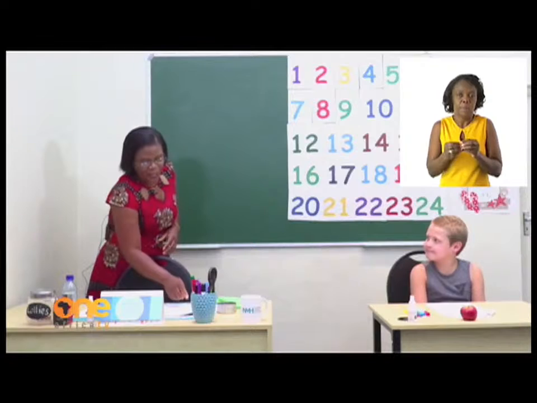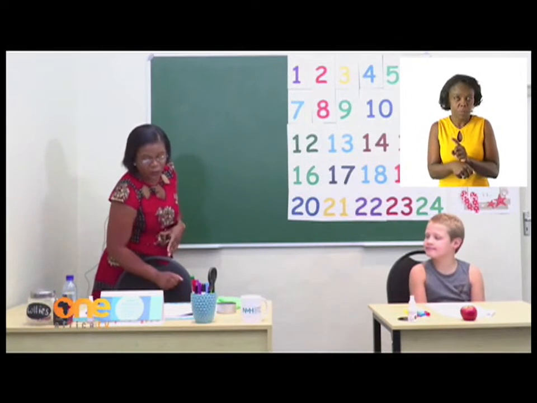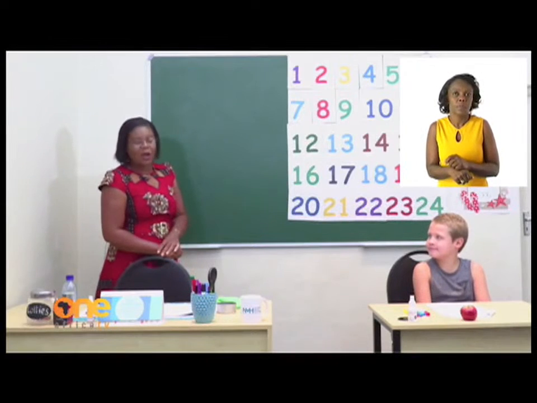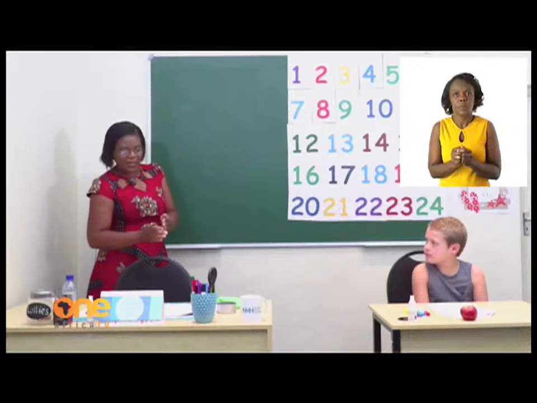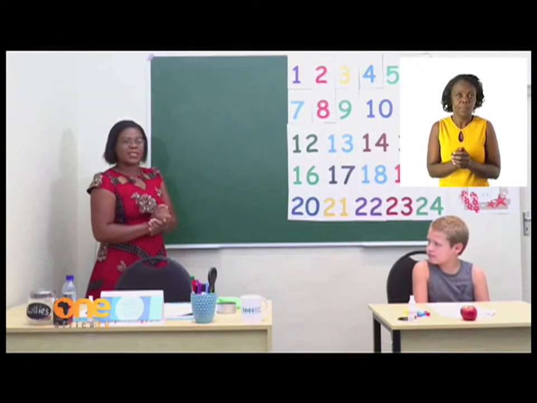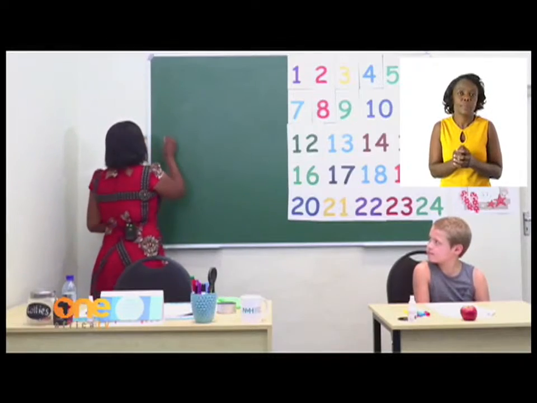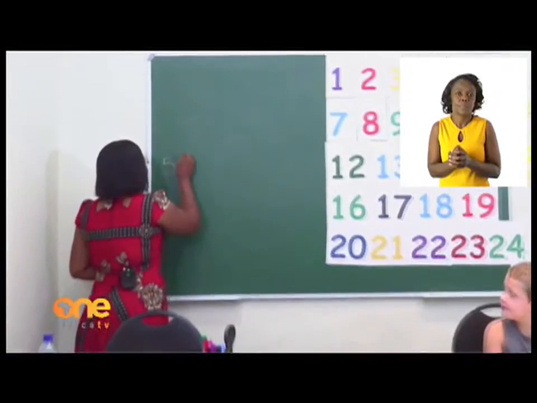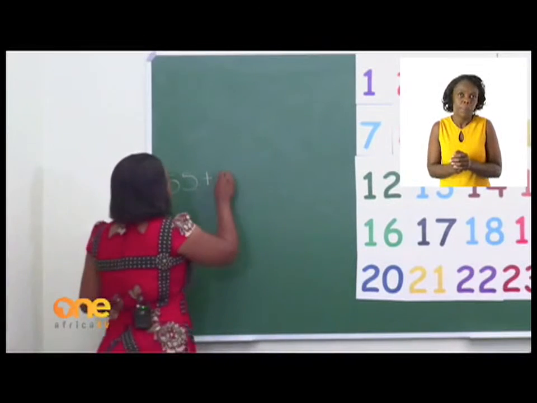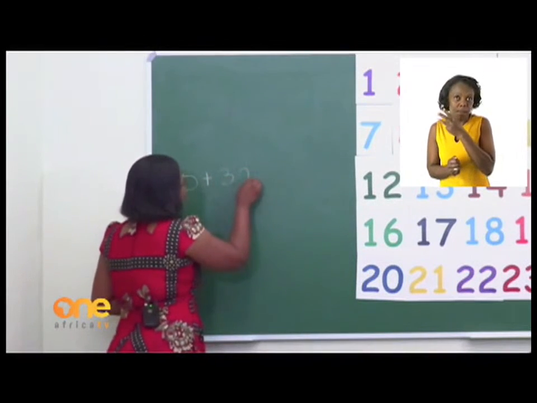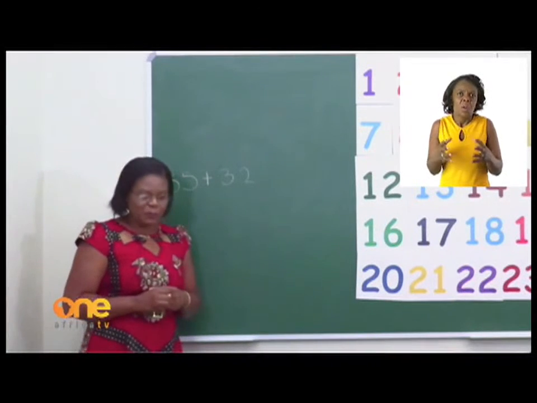Okay, so they have given us the first one there, the example. So I'm going to do number 1 for you. When you add, you first break down your numbers and then you get to the answer. It's not that difficult. We have 55 plus 32. So how do we break the numbers? How do we add that big number?